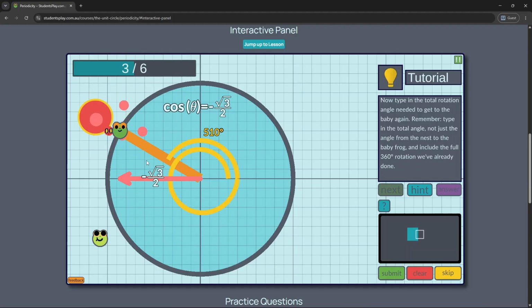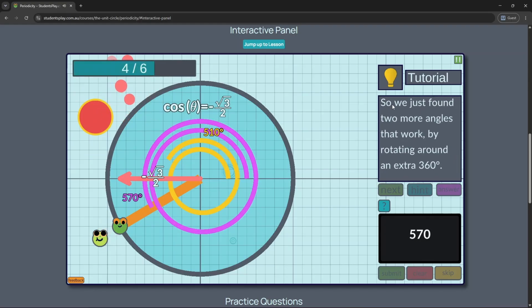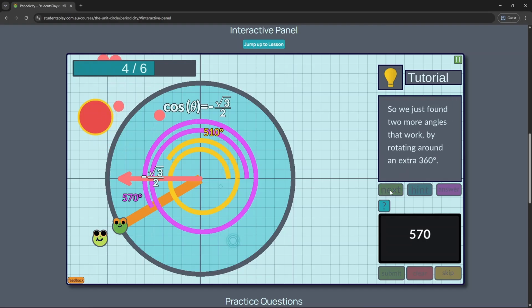Right, well last time we said that it was 210 to get to there, and we need to do an extra 360 to count for the rotation we already did. So that would be 570. Nice, okay. So all the way around to 360, then an extra 210. So we just found two more angles that work by rotating around an extra 360 degrees.